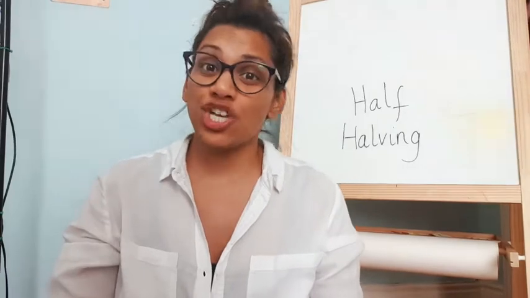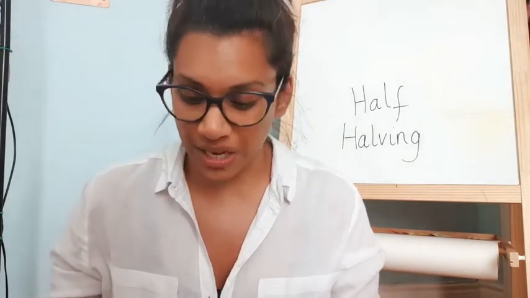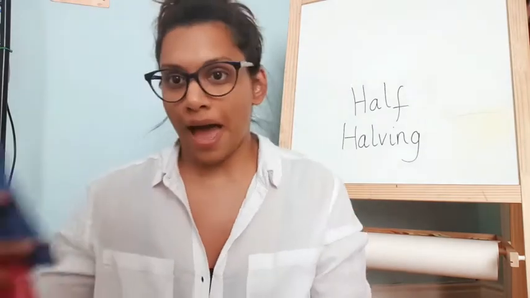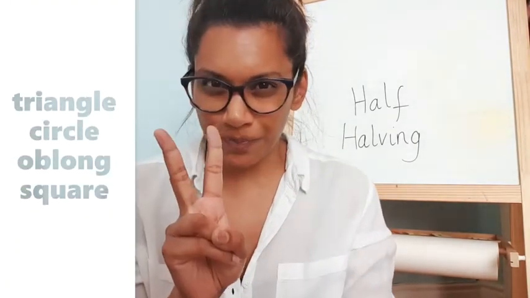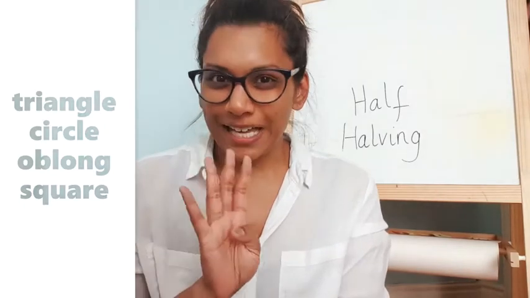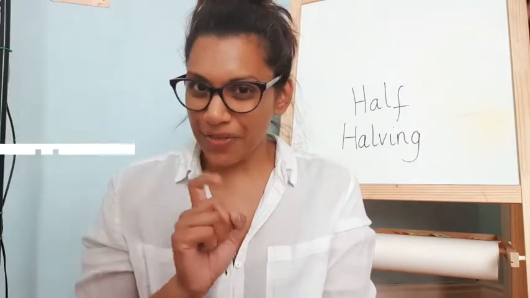We can also find half of a shape. So one of your comfort zone tasks is to do this activity. You need to get a piece of paper and some scissors, and you need to cut out some 2D shapes. I'd like you to cut out a triangle, a circle, an oblong, and a square. Okay, think about those shapes and what they look like.